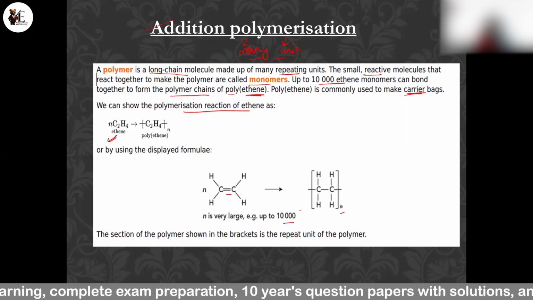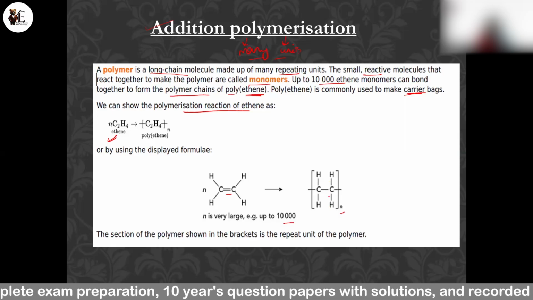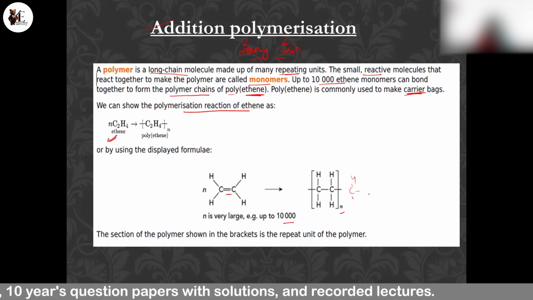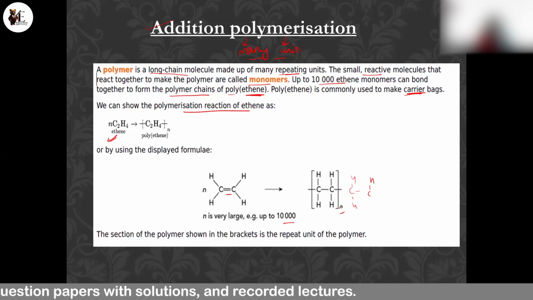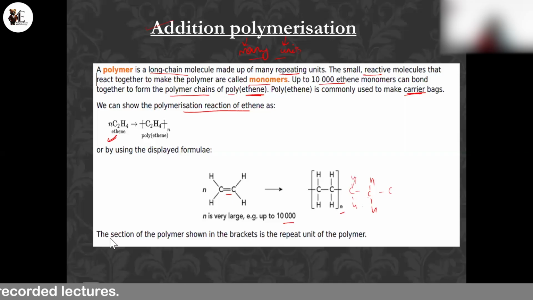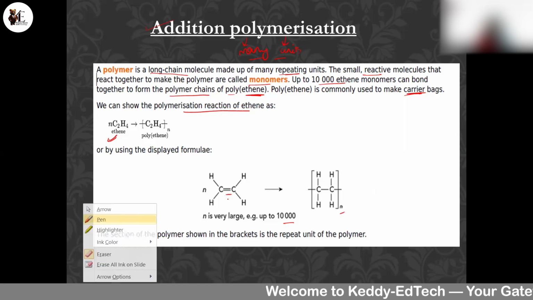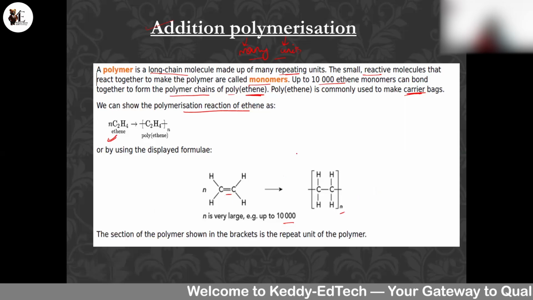The section of polymer shown in the bracket is the repeat unit of the polymer. That means after this you have another of this unit, then you have N times, meaning 10,000 times this unit is repeating. This is the process of polymerization. Clear? Up to N times this unit is repeating. So this is addition polymerization.